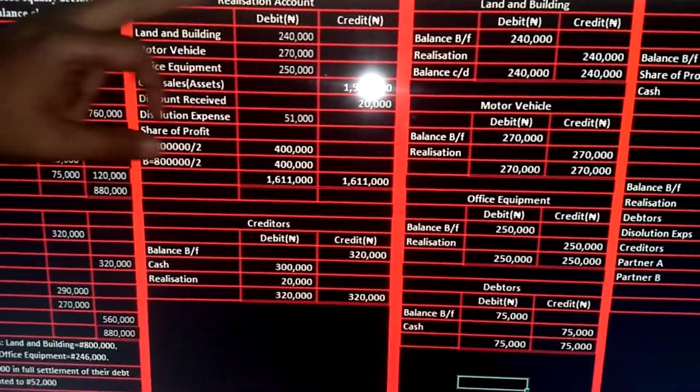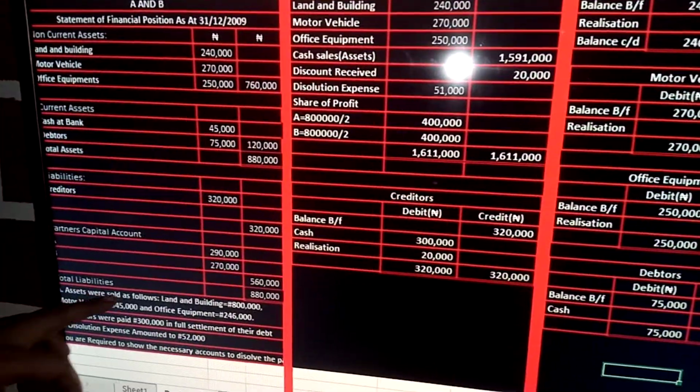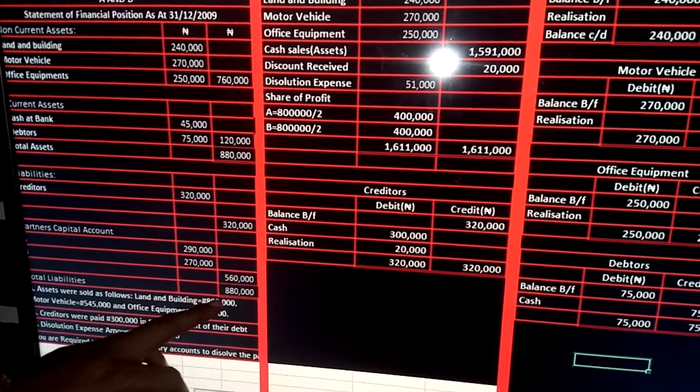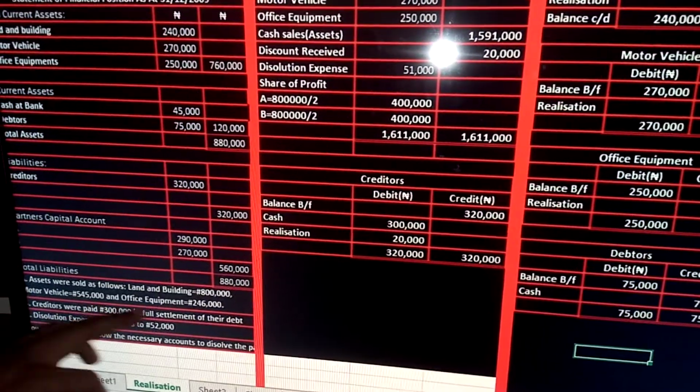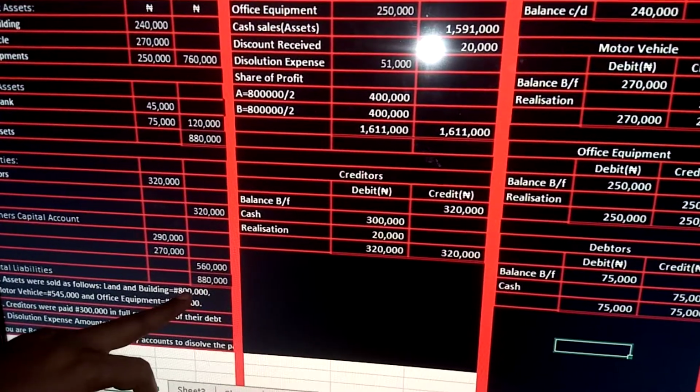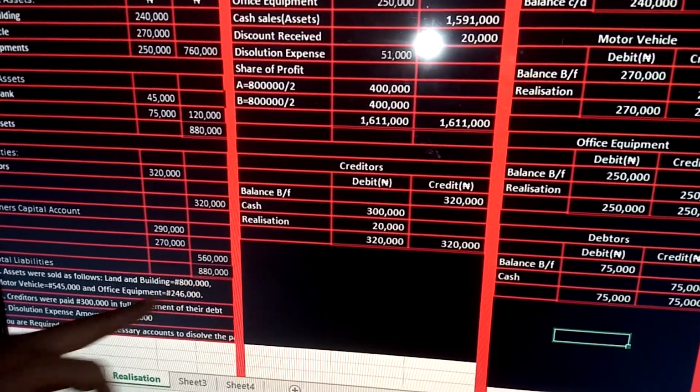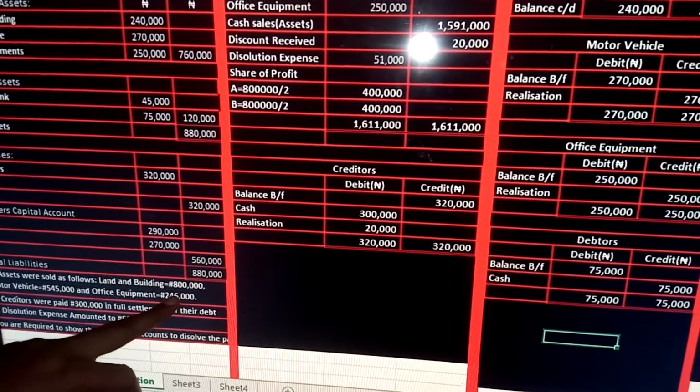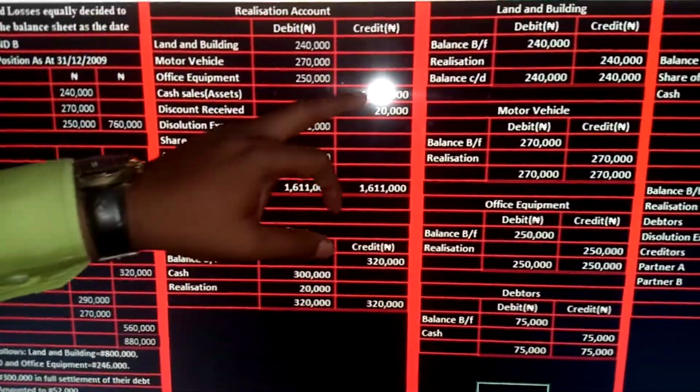Now we had sales. Look at it. Assets were sold as follows: land and building 800,000, motor vehicle 545,000, office equipment 246,000. So if you add this 800,000 plus 545,000 plus 246,000, you have 1,591,000.